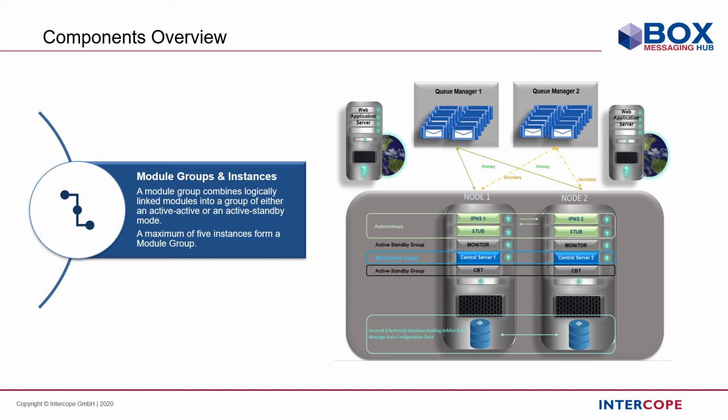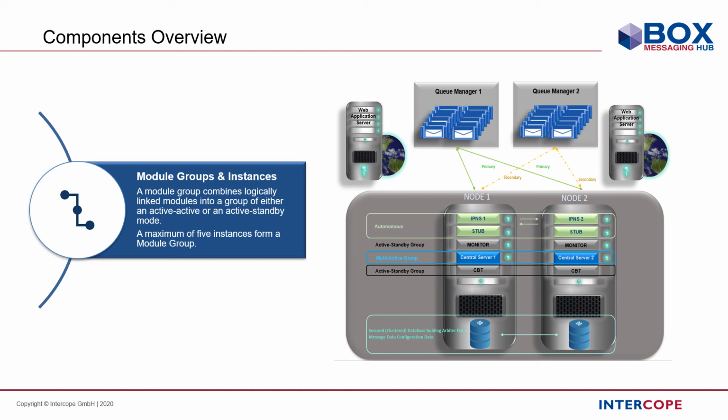For module groups and instances, to be able to truly implement an active-active solution, the concept of module groups was included in the architecture. A module group combines logically linked modules into either an active-active or an active standby configuration. So in terms of what you see in the picture here, an instance can be classed as an individual node within a system, and the module groups are the components required to run the system and the tasks which are then built within the solution.